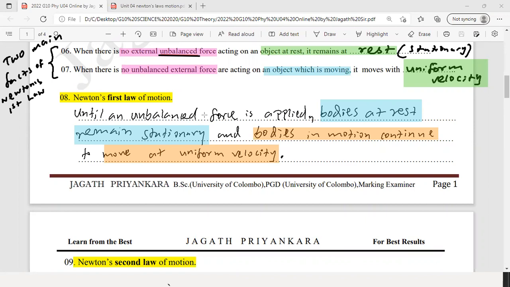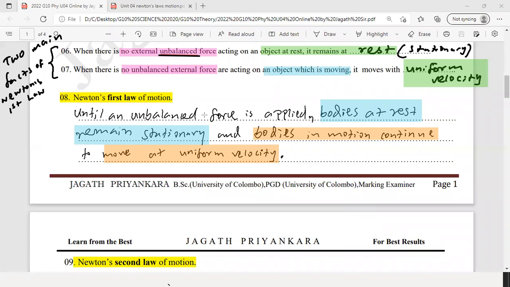At rest, objects at rest remain at rest. Objects in motion continue to move with the same speed or the same velocity until an unbalanced force acts. So you can start from the end in your answer, or else you can start from the beginning. Therefore highlight: at rest will be at rest, or in motion will be in motion with the same speed.